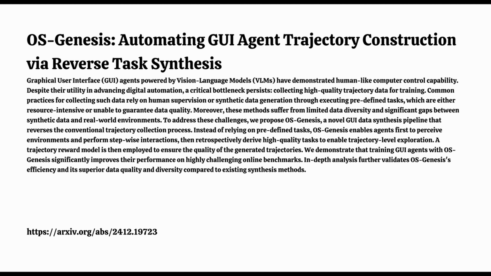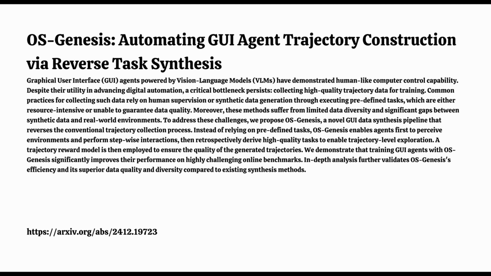How did they actually measure the diversity of the instructions? One way was by looking at the variety of the instructions themselves. They used a technique called Sentence-BERT to analyze how different the instructions were from each other. And how did OS Genesis stack up? Did it produce more diverse instructions compared to the other methods?